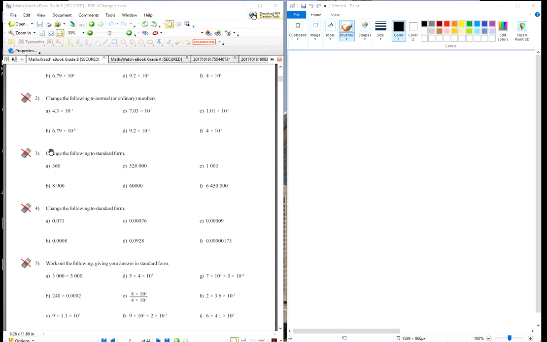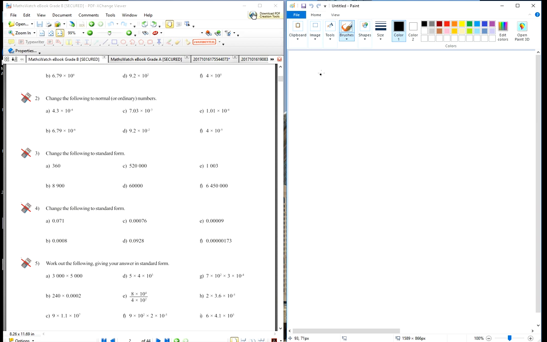Now let's have a look at question number 3 and 4. This is the part where students get a little bit stuck on how we actually convert normal numbers into standard form. So let's have a look. So we've got question 3 and 4. I'm going to do questions similar to them, so I'll make up my own numbers.